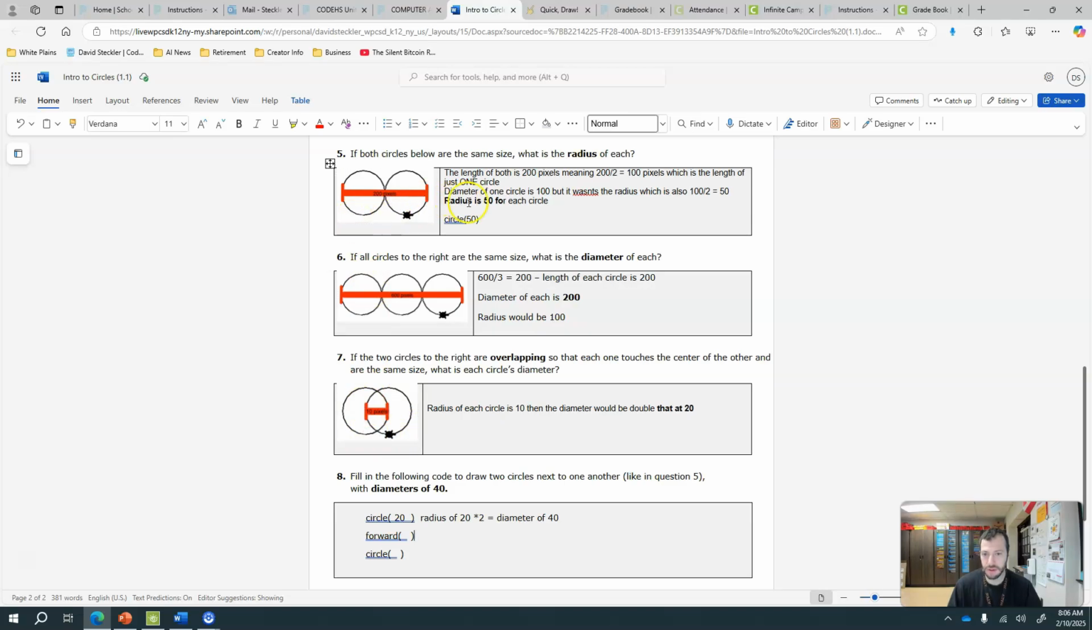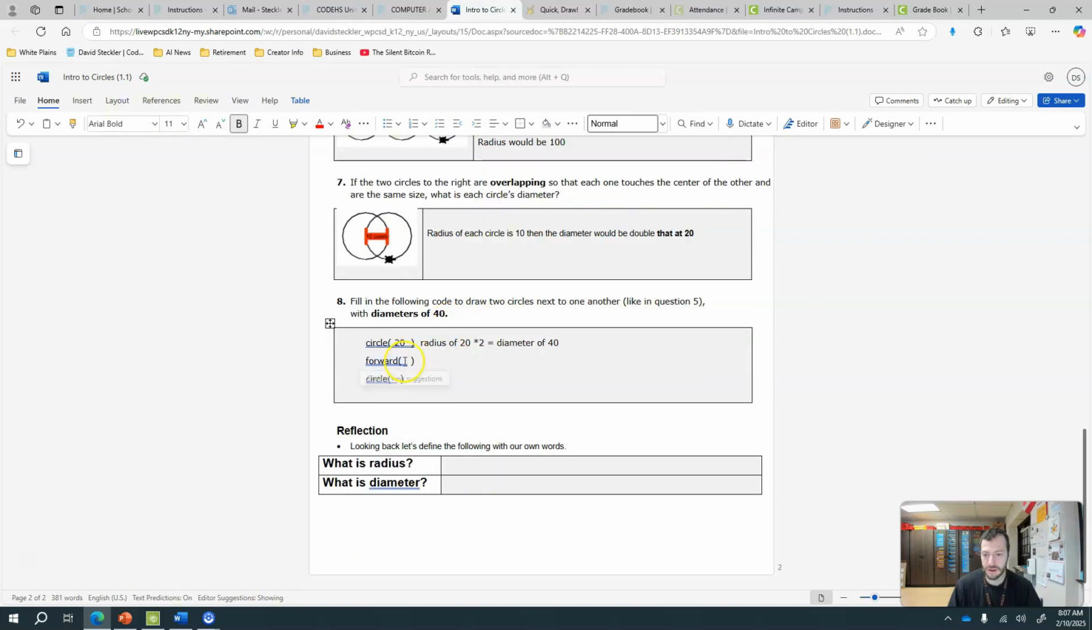In this case, the diameter was 100, so the diameter of one circle is 100. In order to get from this spot to this spot, we have to go forward 1 radius and 2 radius, so 100. So to get these two circles not overlapping, if it's 50 for each, 50-50, I go a length of 100.